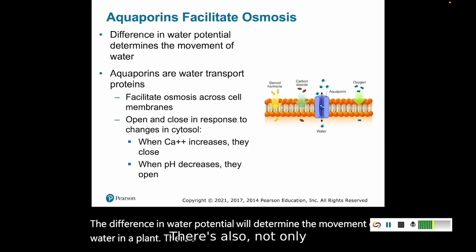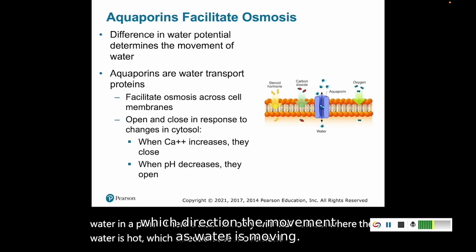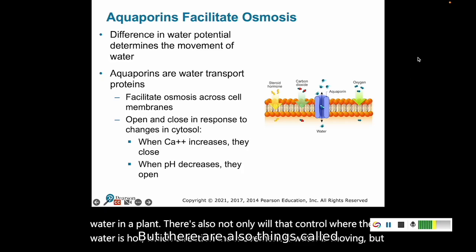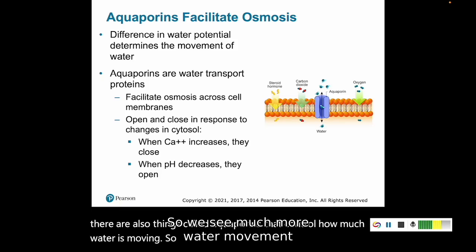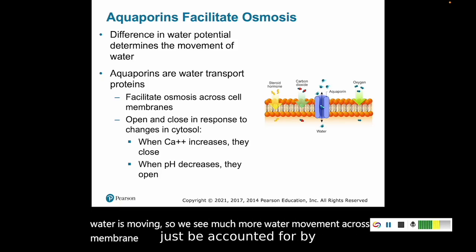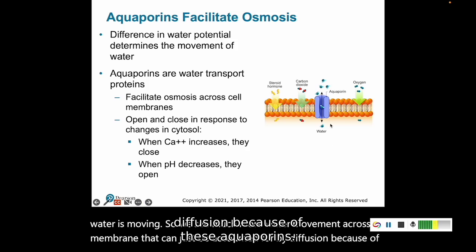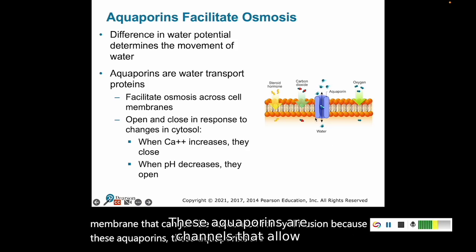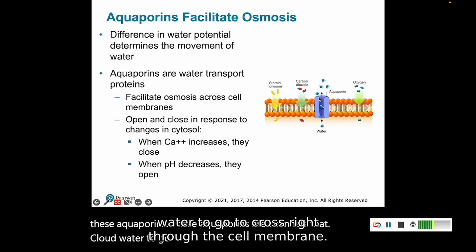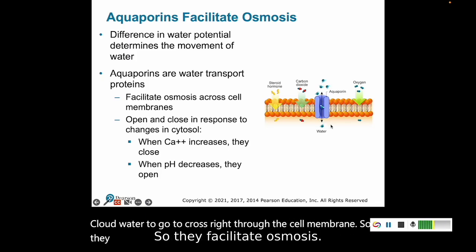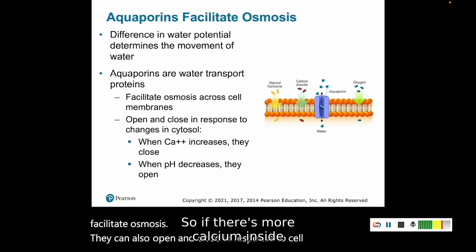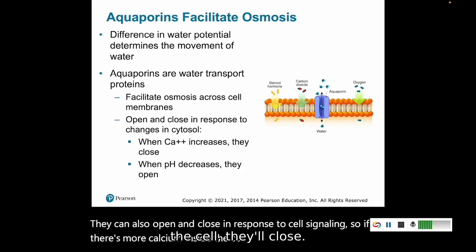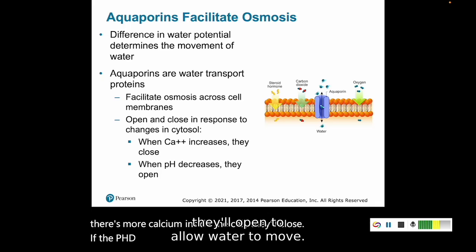Not only will that control which direction the water is moving, but there are also things called aquaporins that control how much water is moving. So we see much more water movement across a membrane than can just be accounted for by diffusion because of these aquaporins. These aquaporins are channels that allow water to cross right through the cell membrane. So they facilitate osmosis. They can also open and close in response to cell signaling. So if there's more calcium inside the cell, they'll close. If the pH decreases, they'll open to allow water to move.